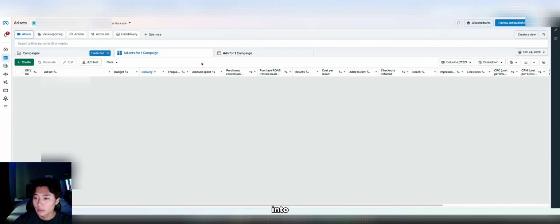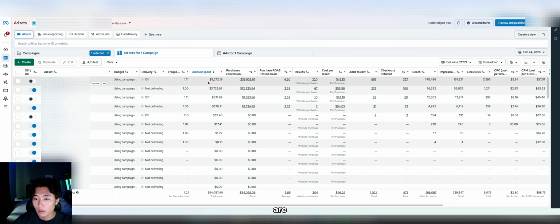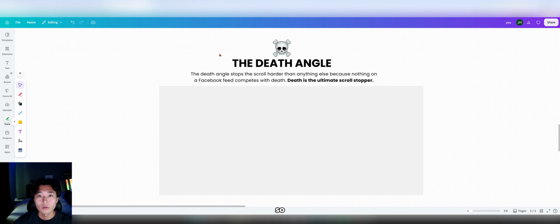And if I go into the ad set level, these are going to be the main top spenders, and these are all going to be the angle that I'm going to share with you guys. And look at the ROAS, 4.2, 3.2. So I was running native ads, and the angle that was the top winner was the death angle. So it is super aggressive, I know, but it worked very well. And basically the death angle stops the scroll harder than anything else because nothing on the Facebook feed competes with literal death. Death is the ultimate scroll stopper.